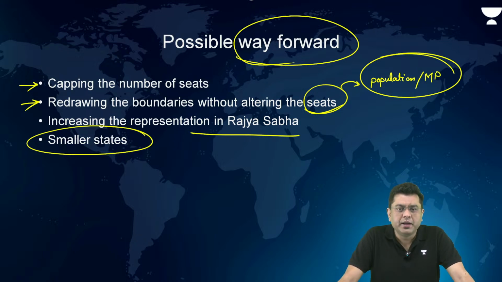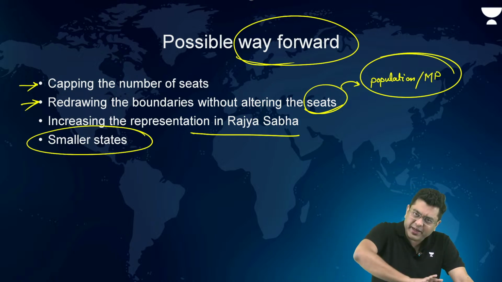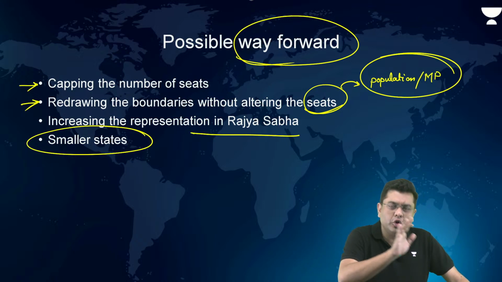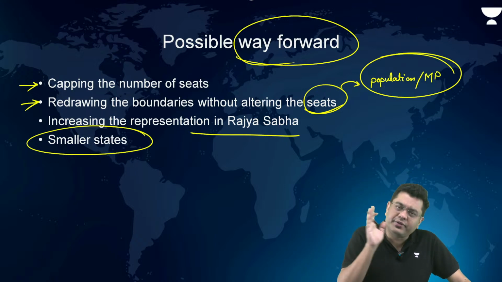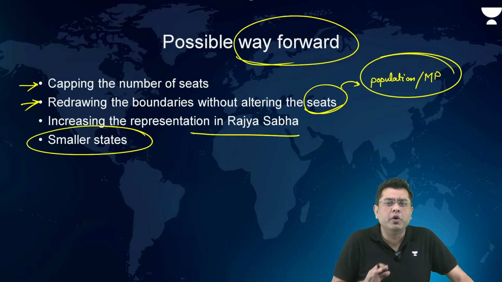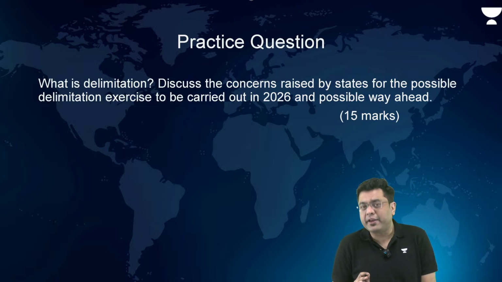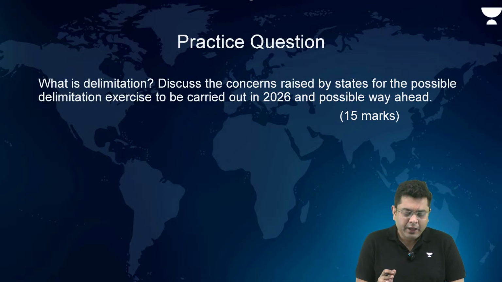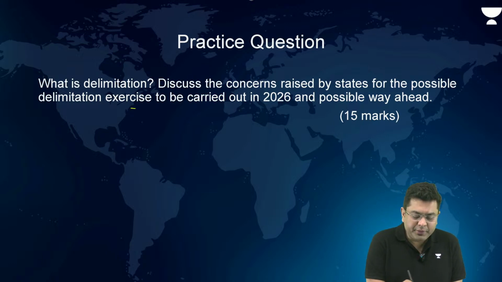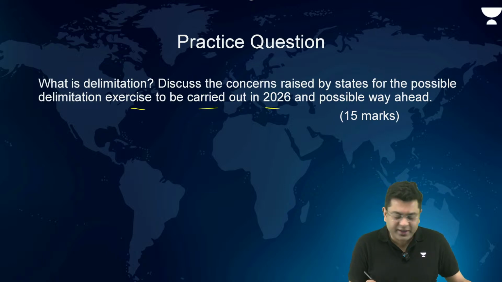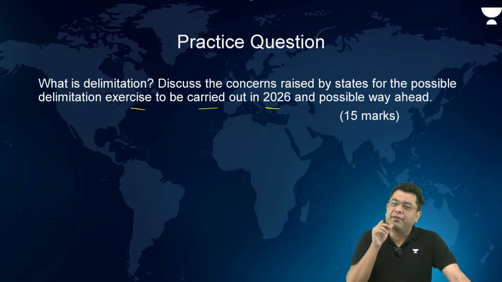Okay? I hope this is a topic which has been understood in detail. So we have talked about the delimitation exercise, the delimitation commission, the article of the Constitution, the concerns of the southern states, and also what should be the way forward along with international examples. Now, the question which can be expected from this particular topic: What is delimitation? Discuss the concerns raised by states for the possible delimitation exercise to be carried out in 2026 and the possible way ahead. So here, when you write the answer, you have to begin first of all by discussing the aspect of delimitation.